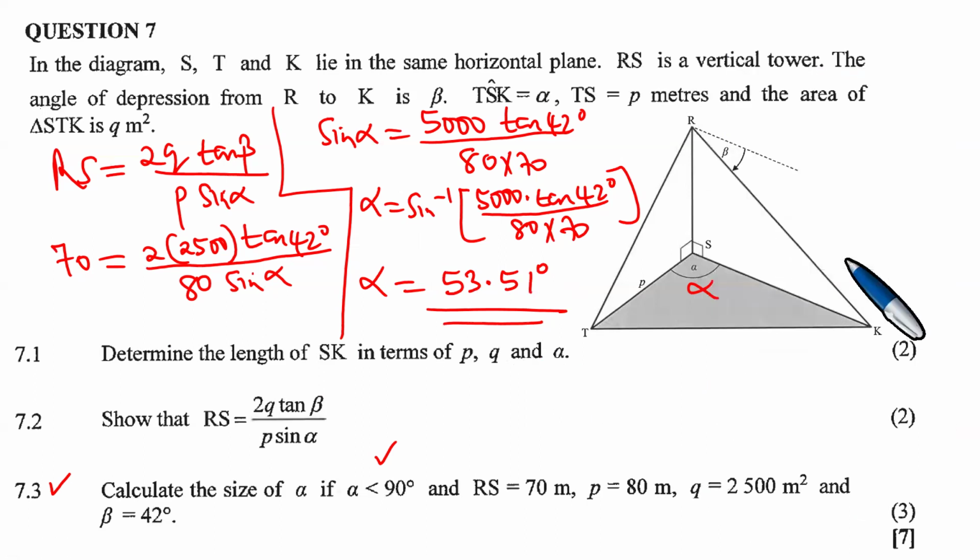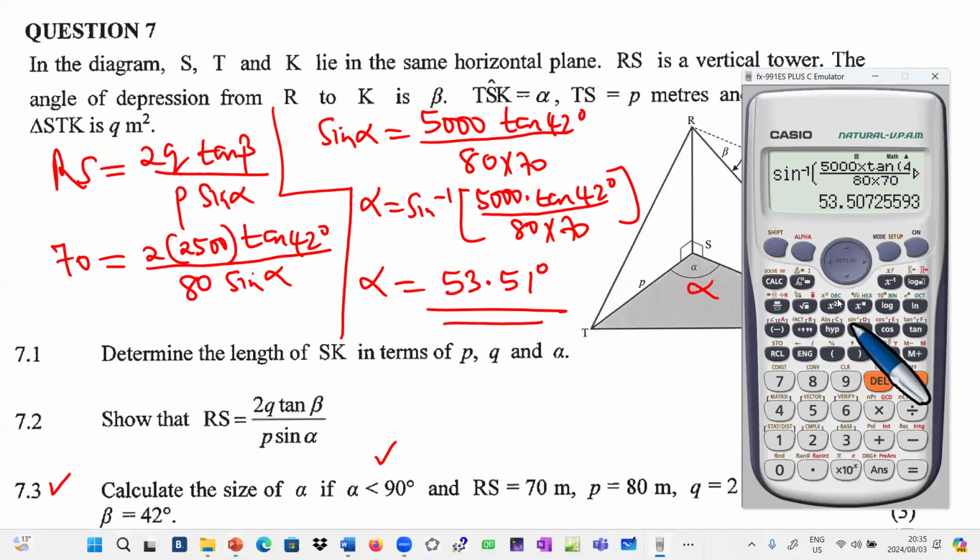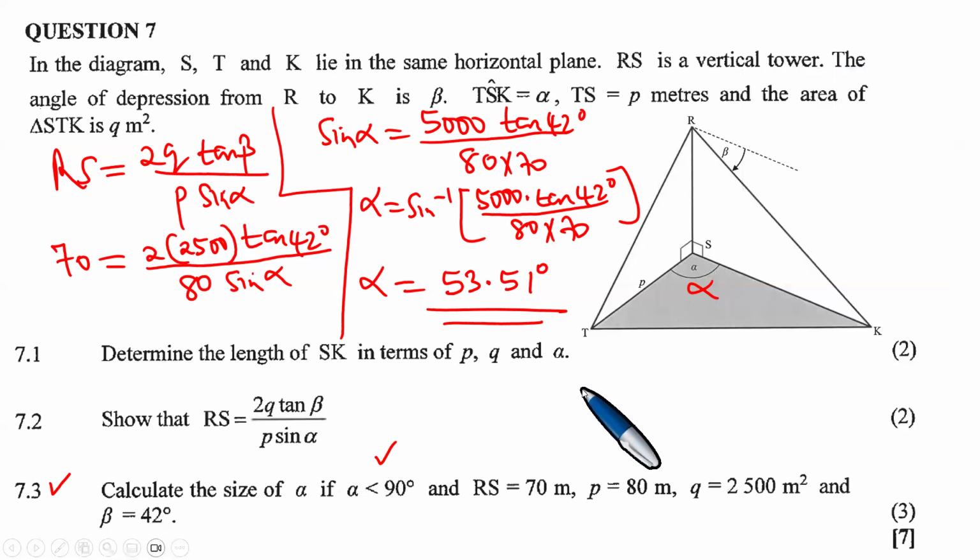Checking that again, it is 53.51 degrees. 53.51 degrees is the required angle alpha there. Who has a question? Right, so in the absence of a question, we move forward.